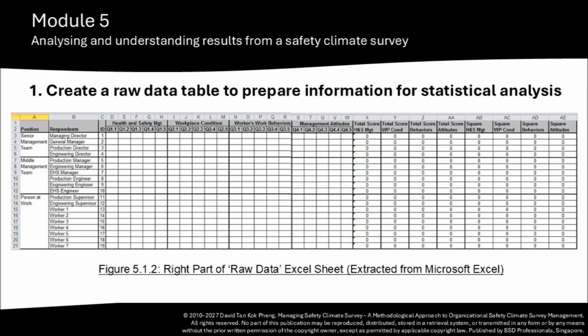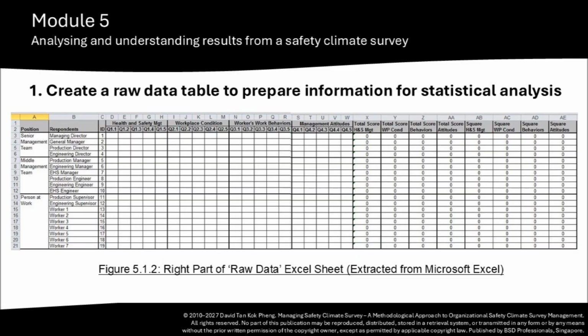In this section, we will create a raw data table in Microsoft Excel to prepare the information for statistical analysis. First, set up the basic structure of the worksheet. In column A, enter position. In column B, enter respondents, and in column C, enter ID. These columns help to classify and identify each respondent.